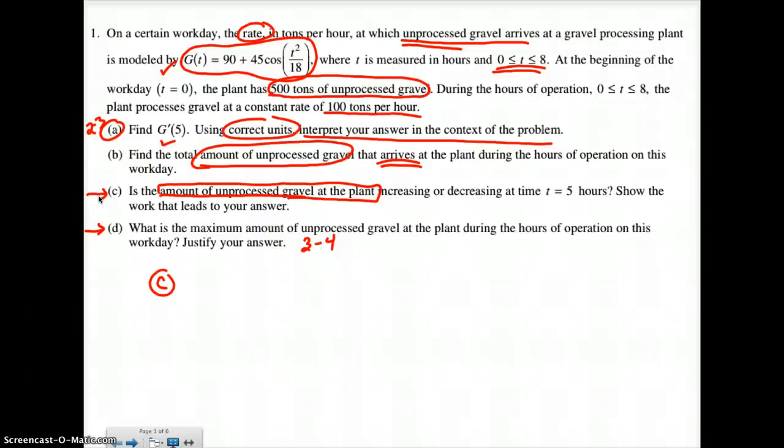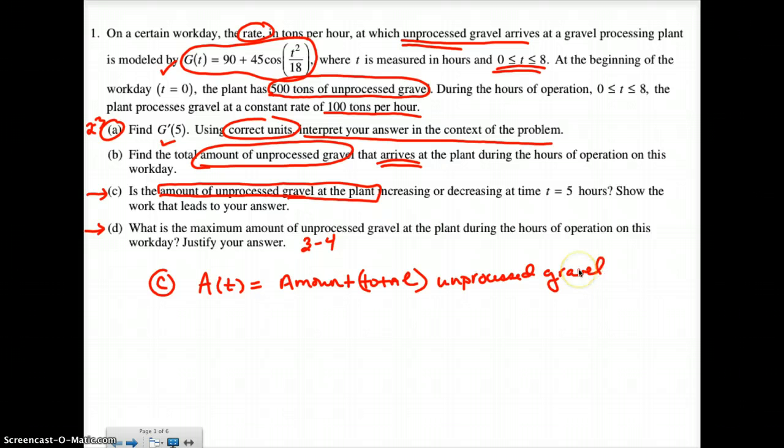I'm going to call the amount of unprocessed gravel just A of T, and it's actually the total amount at the plant. You wouldn't have had to lay this out, I'm just doing it for you. So A of T equals the total amount of unprocessed gravel. It's not the amount arriving or the amount leaving, it's the total amount at the plant at any given time. So if we think that out with a little common sense, we can get an actual function defined for that.